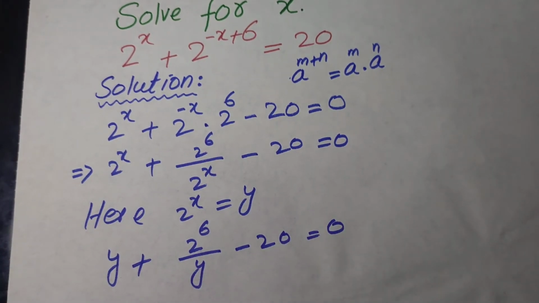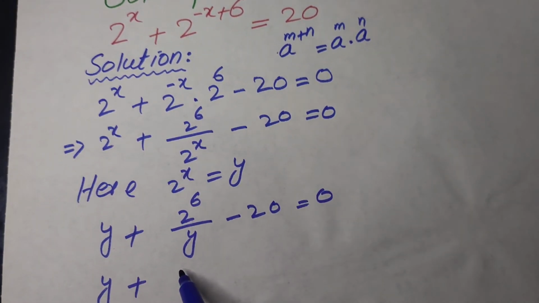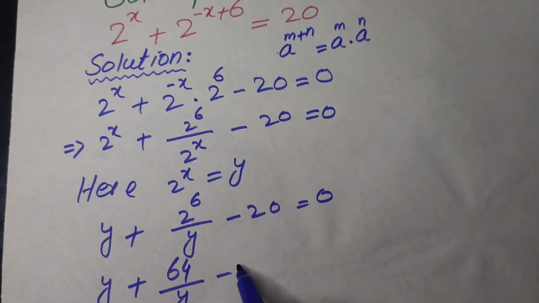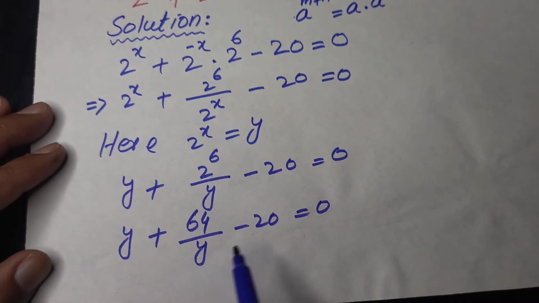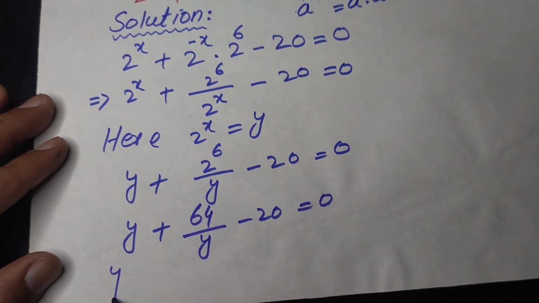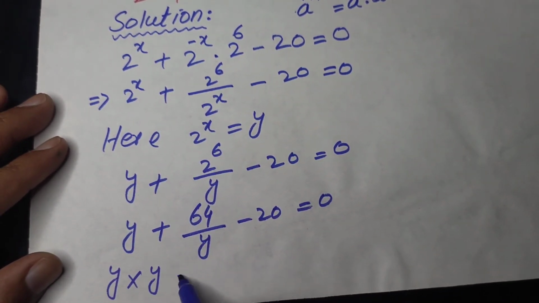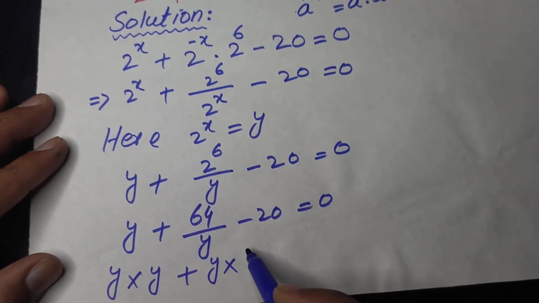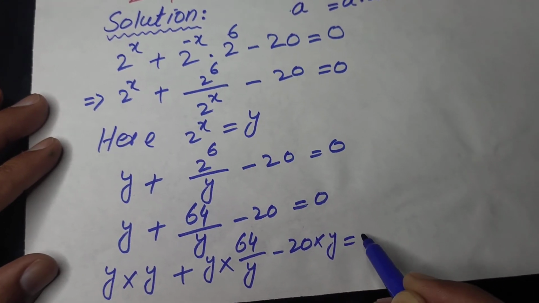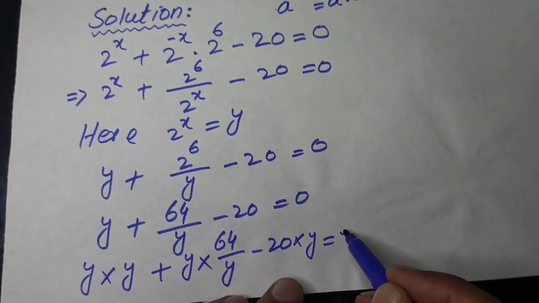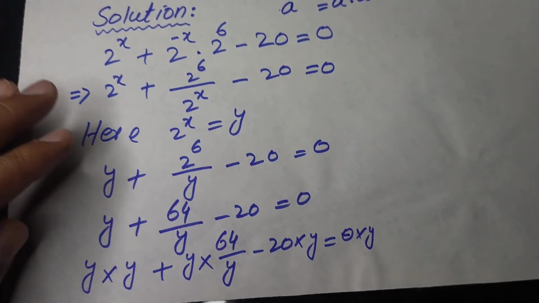And we know that 2 to the power of 6 becomes 64, so y plus 64 over y, minus 20 is equal to 0. Here we multiply y on both sides, and when we multiply y on both sides, we will obtain y plus y multiplied by 64 over y, and minus 20 multiplied by y is equal to 0 multiplied by y.